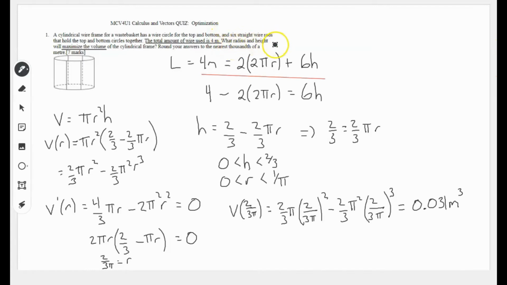Now it said it wanted to know the radius and the height. So the radius is going to be 2/3 pi. That's going to give us a maxima. And then we can find out the height by plugging r in for height. And we get height equals 2/3 minus 2/3 pi times r, which is 2/3 pi. And so our pi's cancel. And we get 2/3 minus 4/9, which is 2/9 meters.